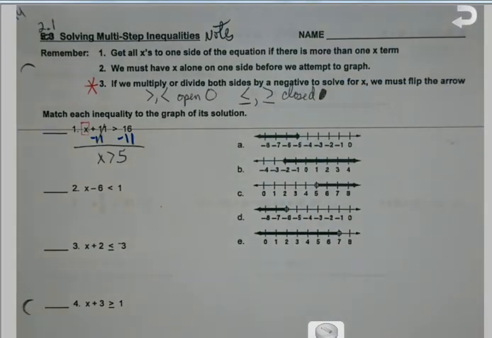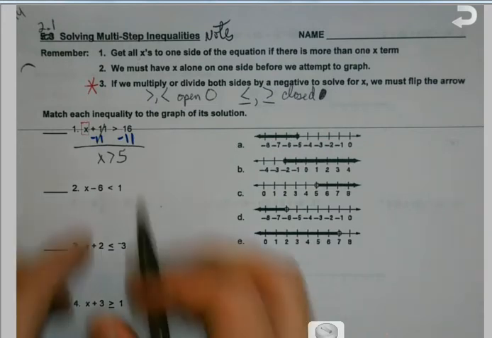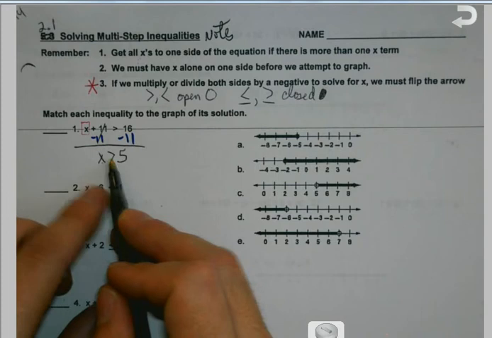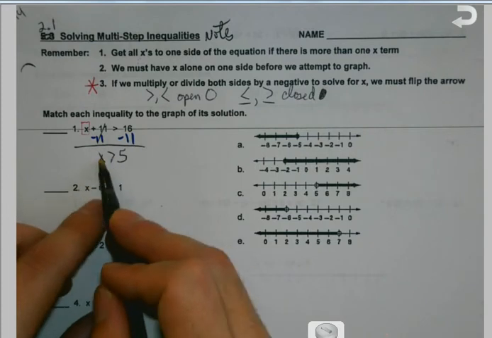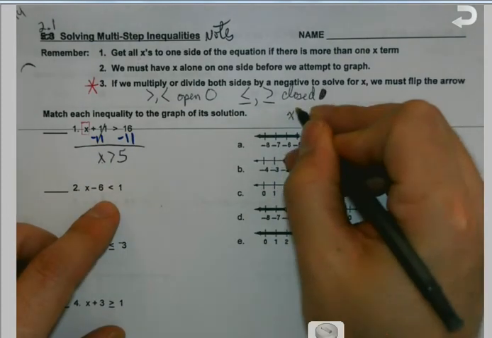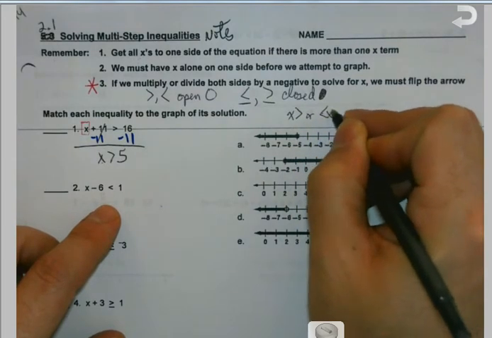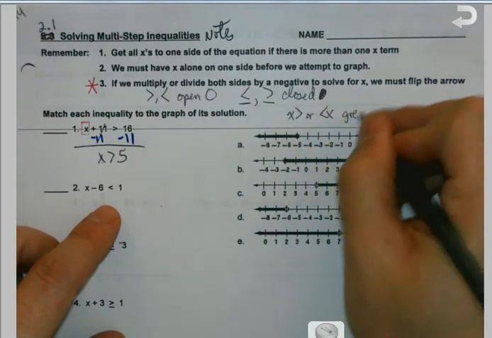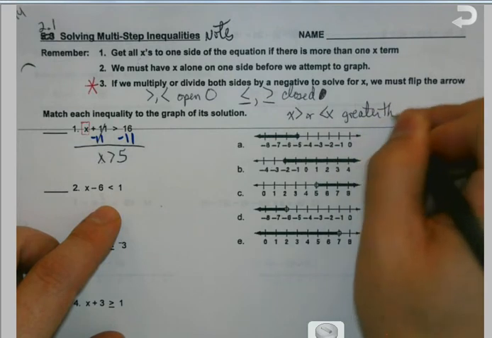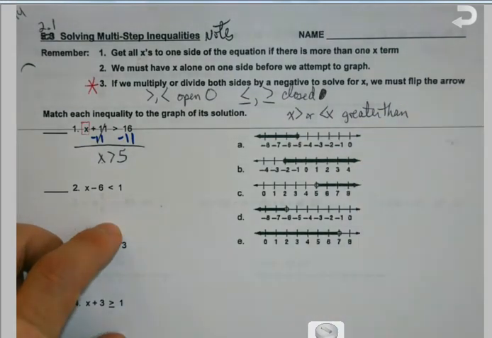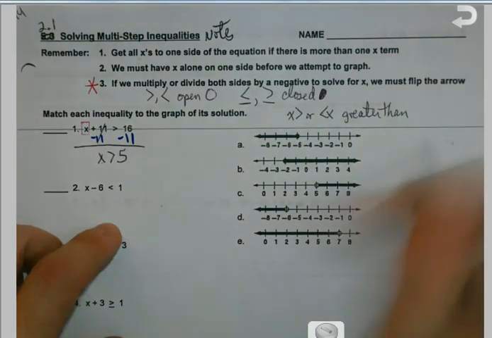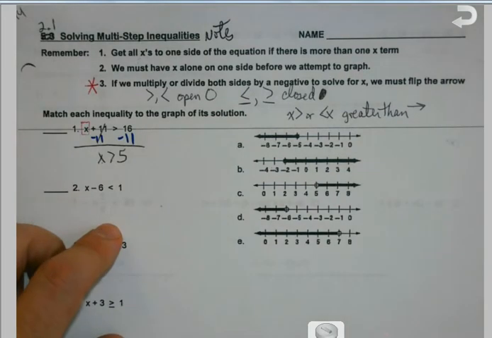Now here's the thing that's a little trickier for some of you. When my arrow is eating my x, okay? So if it's like this, or if it's like this, okay, that's greater than. The numbers are going to get bigger. Okay, typically we're going to draw an arrow that goes to the right then. And I'll do the other one when we get to it, so we don't get confused right now.